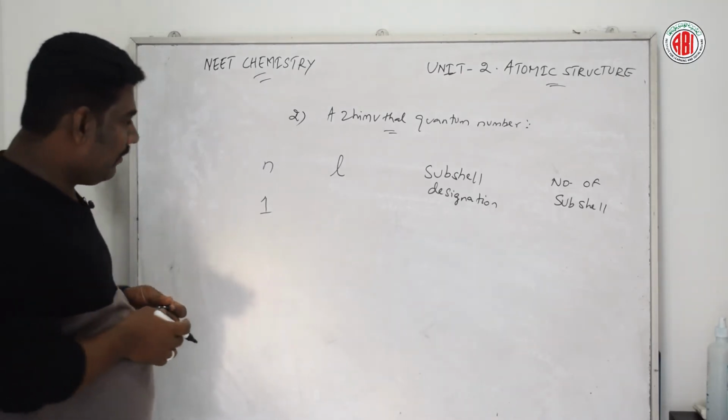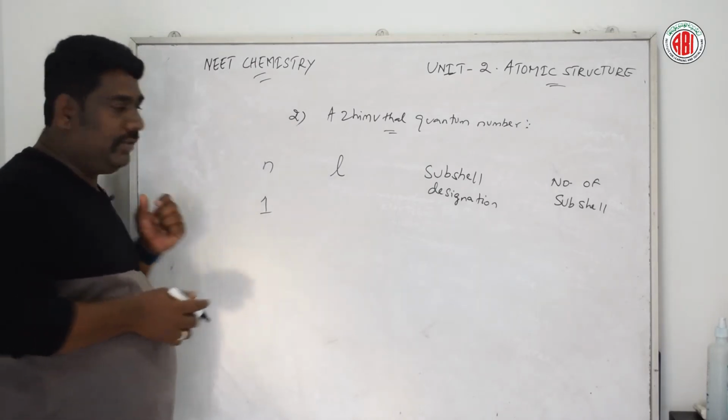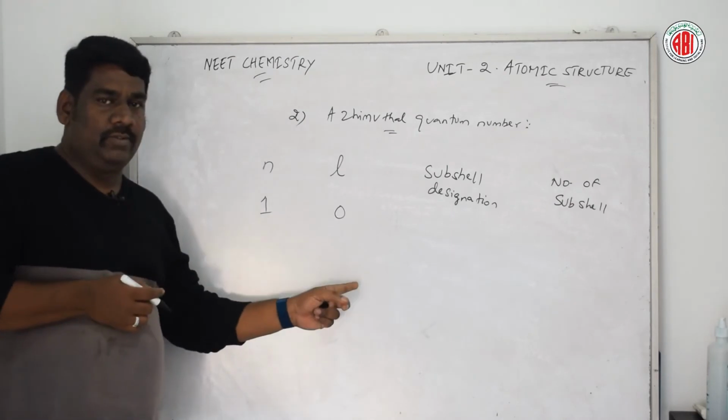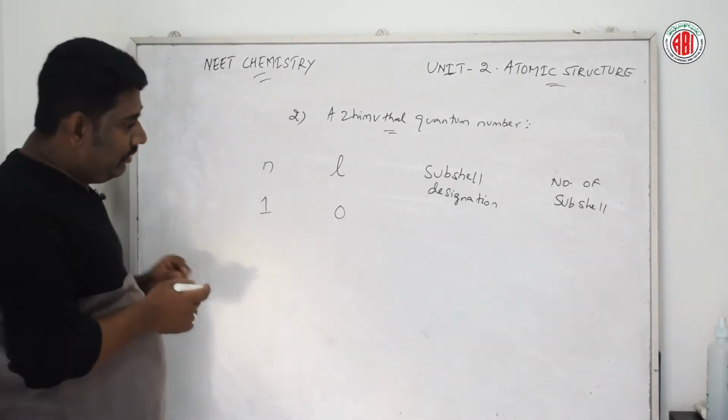The principal quantum number, n value, is 1, and the L value is always 0. Okay, so for n equal to 1, L is always equal to 0. Next, subshell designation. For 0 we are using the s subshell.